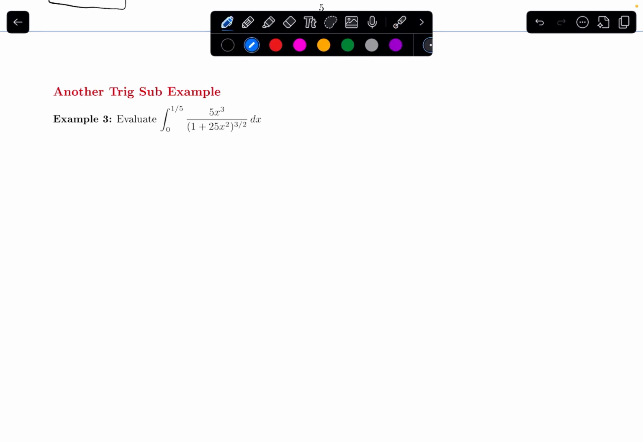In this video, we are going to do another trig sub example. So we are trying to do the integral from 0 to 1/5 of this fractional function. There's actually a couple ways to do this one, but because we're practicing trig sub, let's try to do it with that. The indicator that we might try a trig sub is that this denominator is actually a square root in disguise. It's the square root of 1 plus 25x squared, and then that whole thing getting cubed. That's how I can rewrite that fractional power.